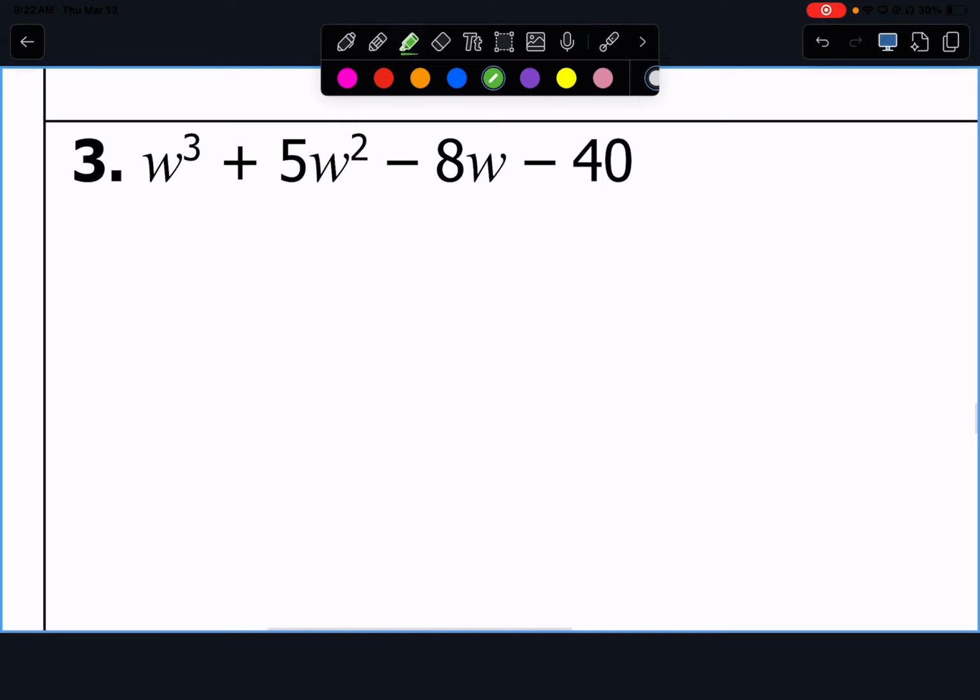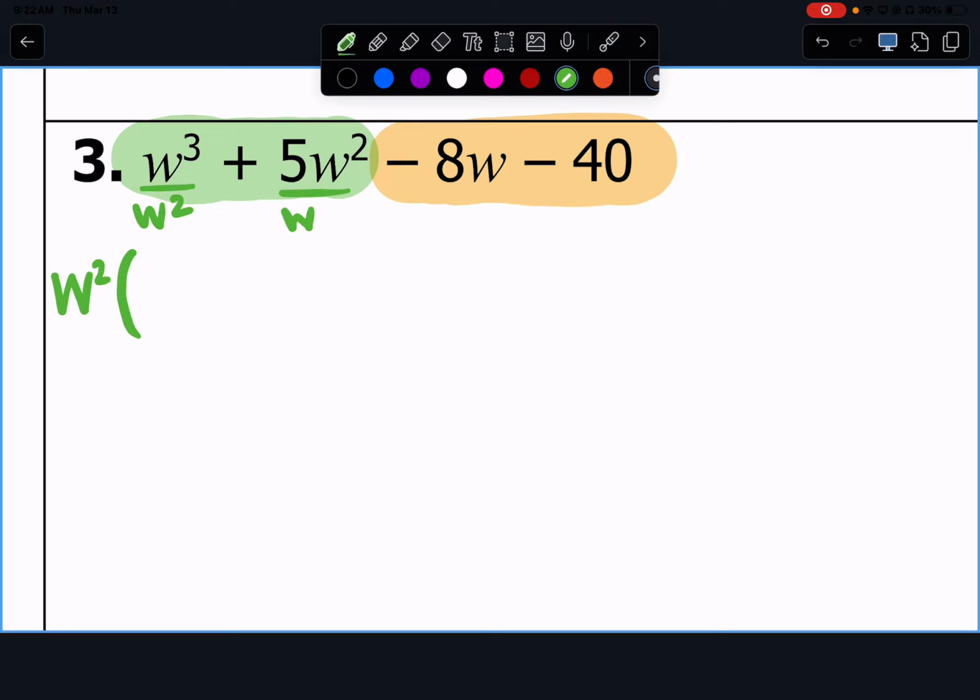So for number 3, we are going to group the first two, last two. So when we group the first two terms, what is our GCF? W squared. So when we take out the GCF, we divide out by W squared.